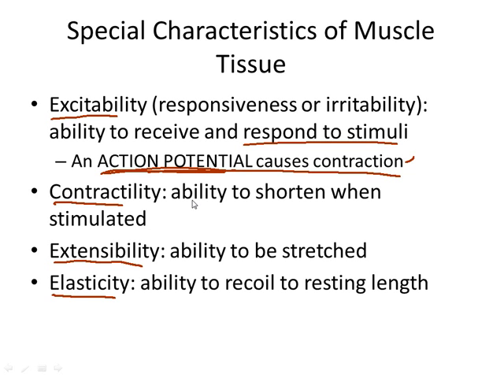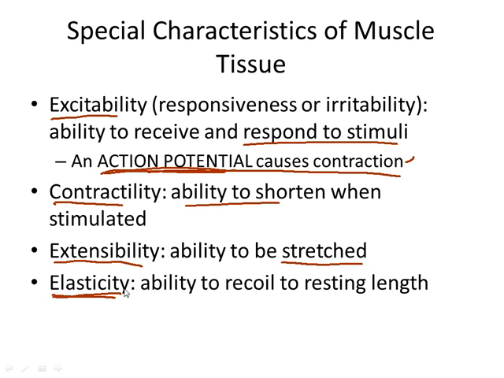Contractility means it's the ability to shorten when it's stimulated. So if you think about a muscle, when a muscle contracts, it shortens. Muscles can also be stretched. They're extensible. They will stretch beyond their normal shape. They'll get a little bit longer. Think about when you're exercising and you want to stretch out a muscle, you can actually stretch them. But they will come back.